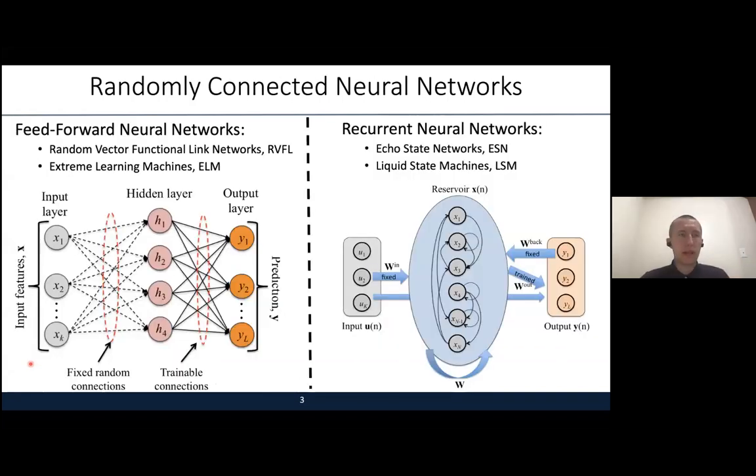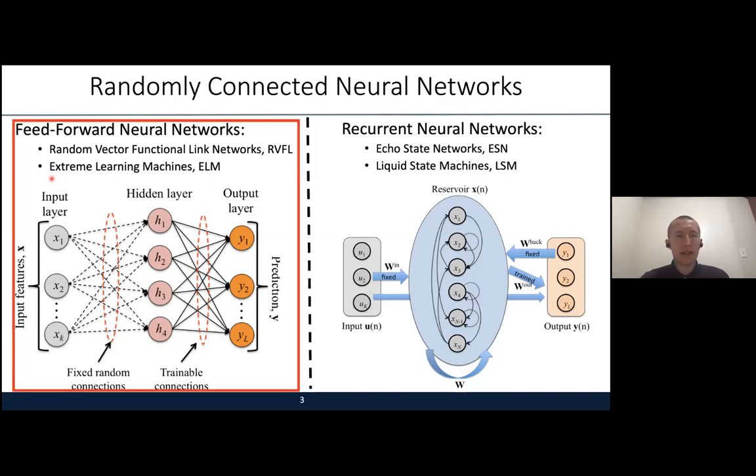When we look at the feed-forward and recurrent neural networks, we have pretty similar architectures, with the only difference that recurrent neural networks also have the recurrent connection in the hidden layer, while in the feed-forward network, as the name suggests, there are no recurrent connections. Recurrent networks are usually known under the names of echo state networks and liquid state machines, while feed-forward neural networks are usually known as random vector functional link networks, or RVFL. I will use this acronym in the rest of my talk. Another popular term is extreme learning machines, or ELM.